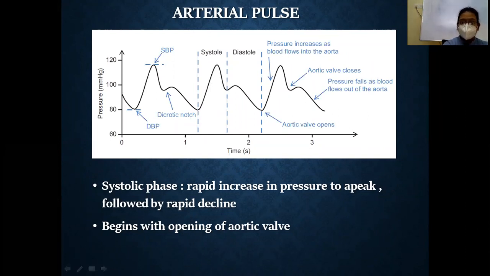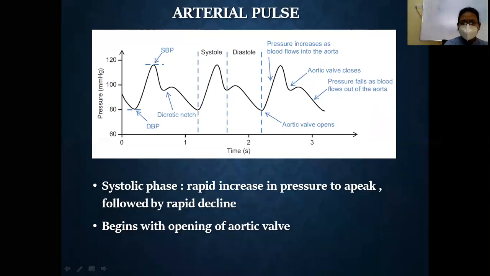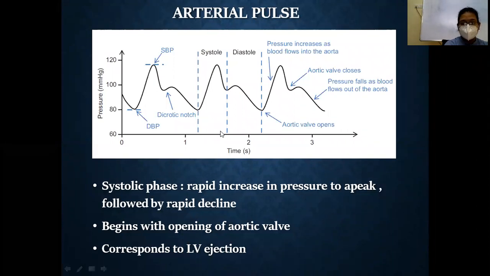That's why if there is a sudden increase in the pressure, only then that kind of pressure wave would be created, which would get transmitted towards the periphery. So this phase at this point would begin with the opening of the aortic valve, then there is ejection of blood till it reaches the peak. So this whole phase represents left ventricular ejection.